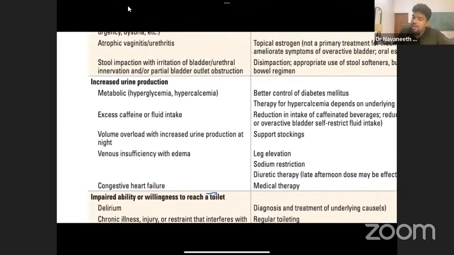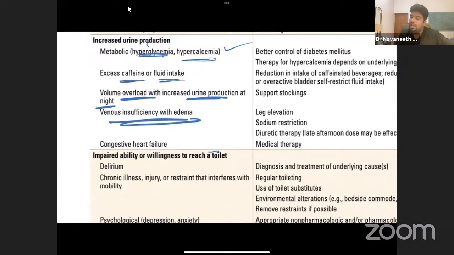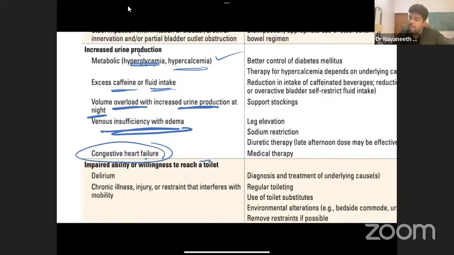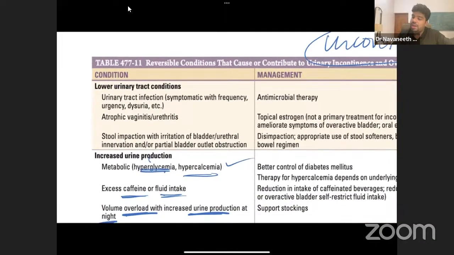Hyperglycemia is going to cause some amount of polyuria. It's going to cause osmotic diuresis and that can lead to frequency and urgency. That's all. Hypercalcemia, same thing. Excess caffeine, excessive fluid intake, volume overload with increased urine production at night, venous insufficiency with edema, diuretics given at night, congestive heart failure, patients with chronic illness, restraint that interferes with mobility. If mobility is completely low, the bladder also loses its entrainment. Also depression, anxiety, and lower urinary tract infections.